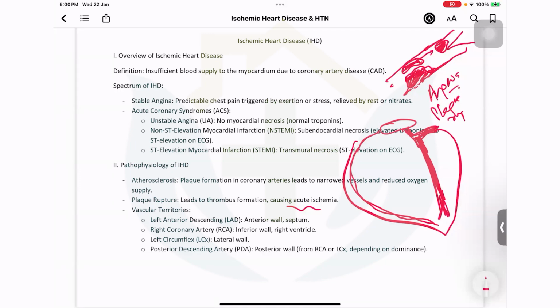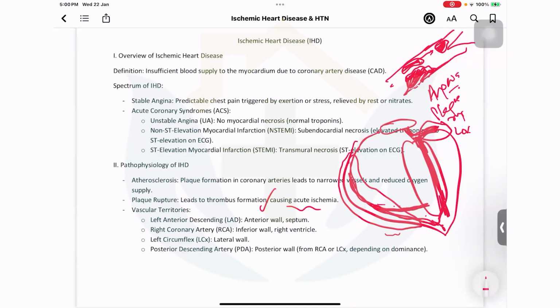So this is the LAD, this is the RCA. Then there are some branches, like the PDA. The origin of the PDA also defines the dominance of the blood vessel. So we have the LAD, which supplies the anterior wall and the septum; the right coronary, which supplies the inferior wall and the right ventricle; the left circumflex, which supplies the lateral wall; and the posterior descending artery, PDA.